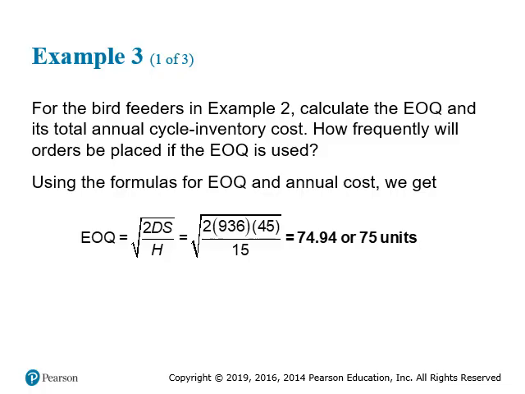So when we apply the formula, annual demand was 936 units. The cost to place an order was $45, and the cost to hold a unit of inventory for a year was $15. That was our 0.25 times 60. So when we do the arithmetic, the EOQ ends up being 75 units.